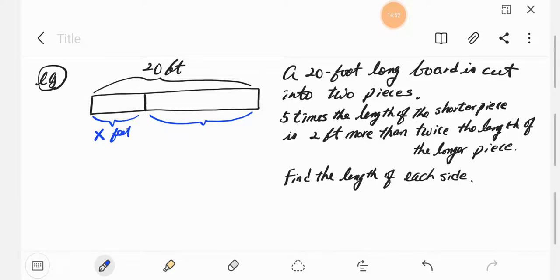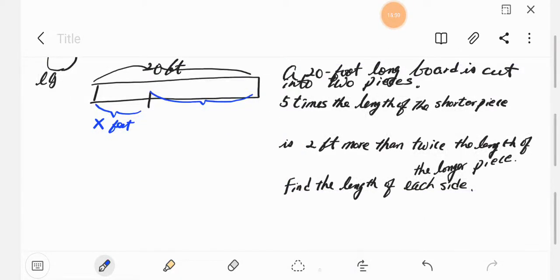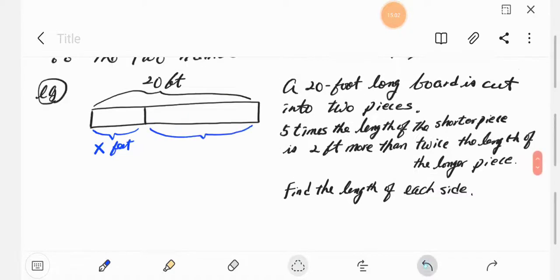Then what is the length of this larger piece? It should be the total minus x, isn't it? So the total is 20, so this will be 20 minus x feet, right? From this one, we can write x feet and 20 minus x feet.